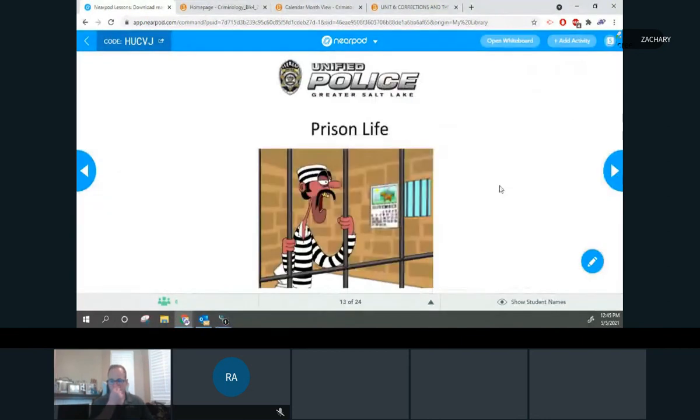Okay, let's talk a little bit about prison life. Hopefully none of you ever have to figure out what this is. Remember, there is a difference between jail and prison. Prison is long term. Jail is just short time. Jail is less than a year. Prison is a year or more.